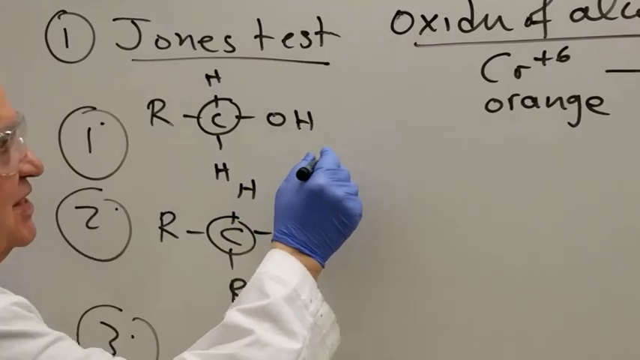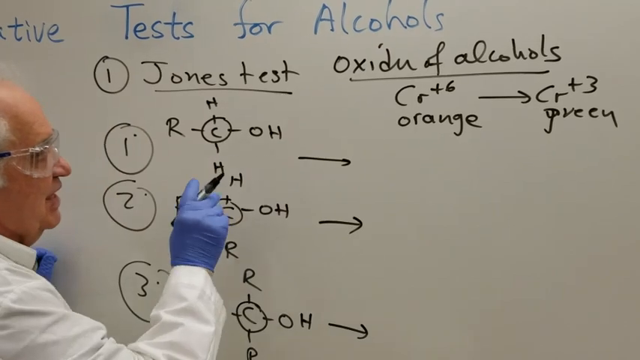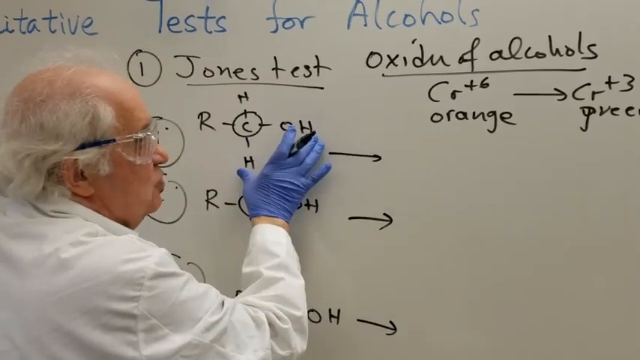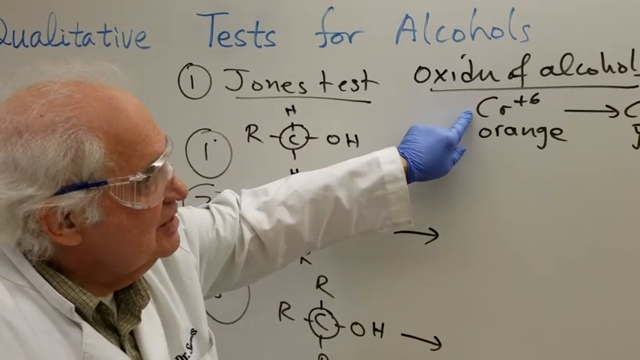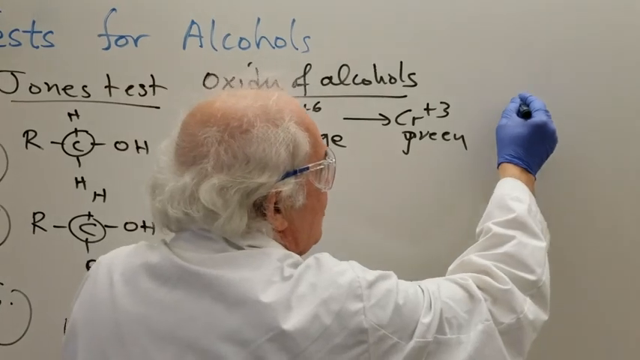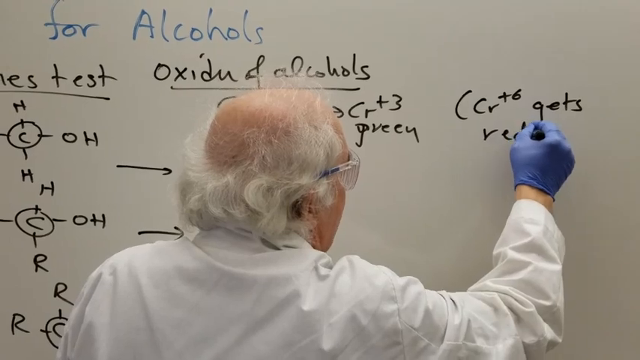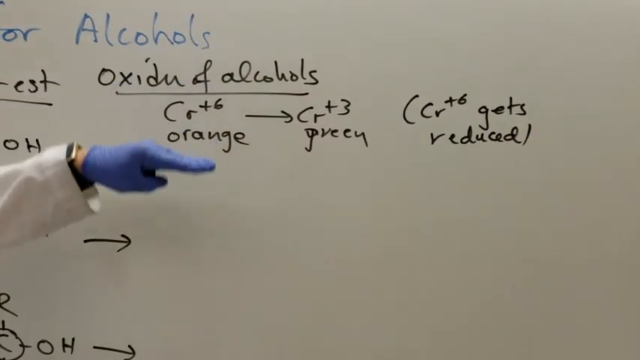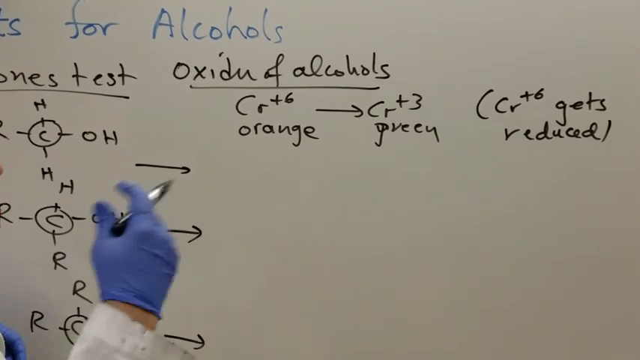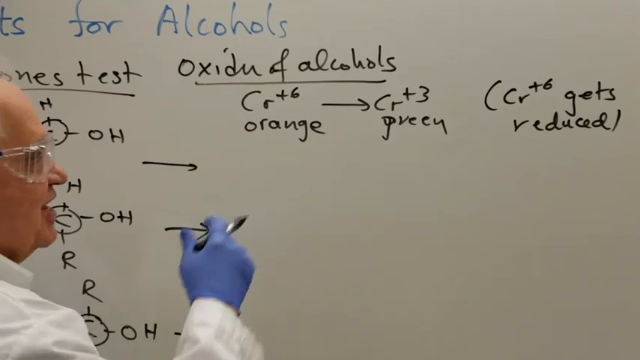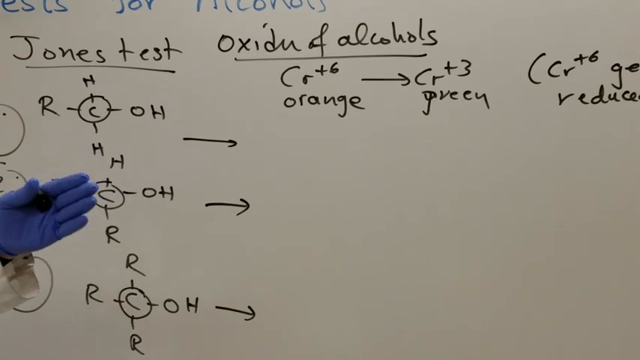When you oxidize an alcohol, basically what you do is you lose two hydrogens and you get a carbonyl. Now, if chromium plus 6 becomes chromium plus 3, therefore this one, chromium plus 6, gets reduced. Remember, you have 6 and you go down to 3, so it gets reduced. If it itself gets reduced, this means it oxidizes someone else. This is the active voice versus a passive voice. So chromium plus 6 gets reduced, therefore it is an oxidizing agent.